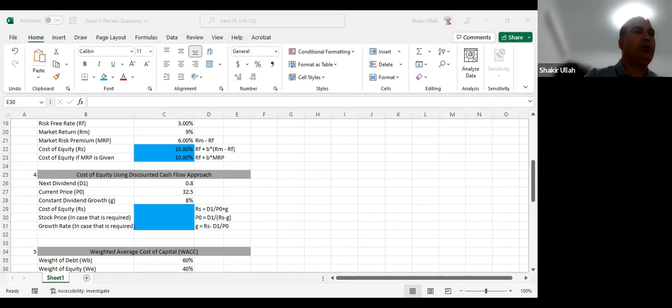Okay. So the formula is something like this. P0, which is the current price of the stock at time 0, is equal to D1 divided by RS, which is the cost of equity, minus G.